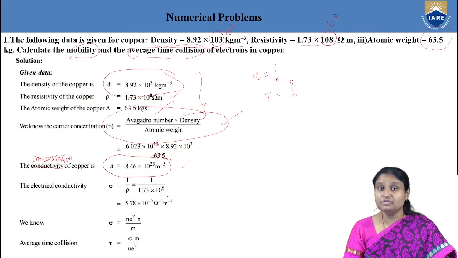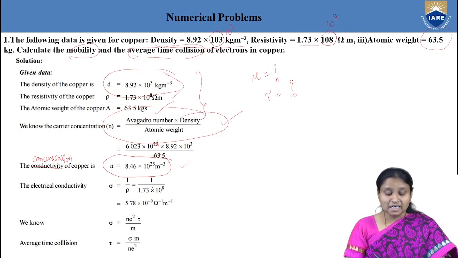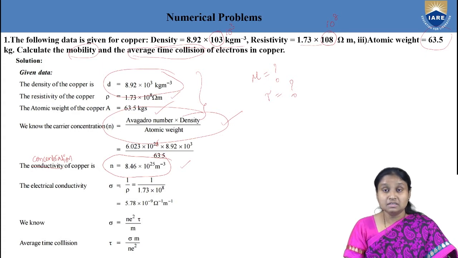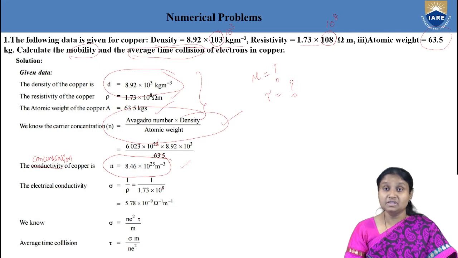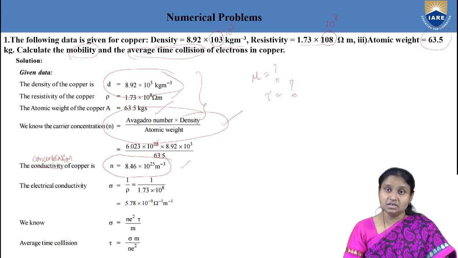Now once I know this carrier concentration, and of course I have the data for resistivity, it will be easy to find the electrical conductivity of copper. Electrical conductivity is inversely related to resistivity. Resistivity is given as 1.73 into 10 power of 8. So when we take 1 divided by 1.73 into 10 power of 8, we have our conductivity as 5.78 into 10 power of minus 9 ohm inverse meter inverse.